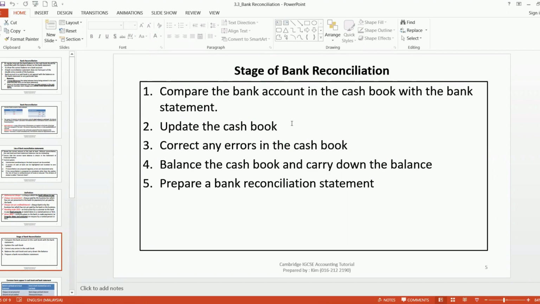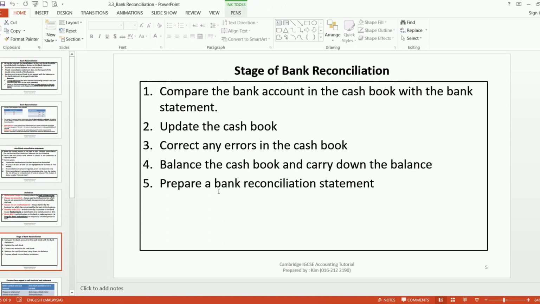When you receive the bank statement, you can start to prepare the bank reconciliation statement. After you check already, then you update the cash book. Whatever appears in the bank statement yet to be recorded in the cash book, you have to update in the cash book. Subsequently, correct any error in the cash book. When you see that there's an error made in the cash book, you do the adjustment to the general journal. Balance the cash book and carry down the balance. So you have the new balance. After that, last, prepare the bank reconciliation statement.